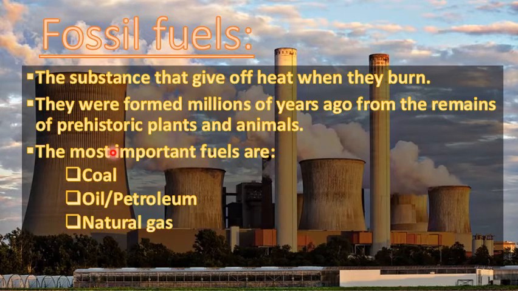These are the remains of prehistoric plants and animals. Millions of years ago, there used to be plants and animals, as we know. When they died, their remains stayed under the ground, for example their bones. But by the decaying and breakdown of this matter, coal, oil, and natural gas can be formed. Okay, now we are going to learn them one by one.